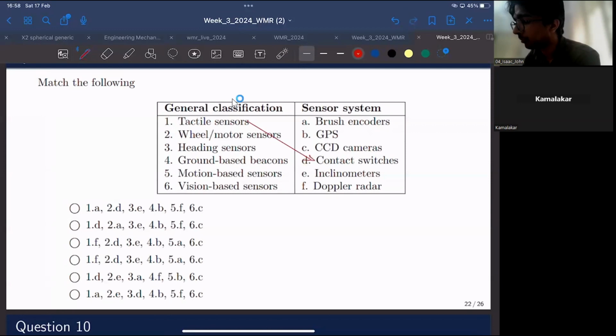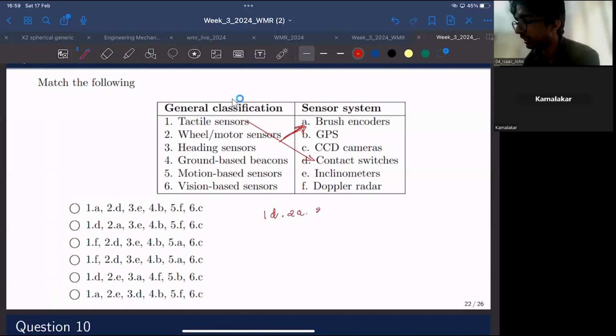So one corresponds to D. And what about wheel motor sensors? In order for us to get an estimate of the correct angular position of wheels or motors, which is the right sensor to do that? It's the brush sensors actually. An example of a wheel motor sensor is the brush encoders. So option 2 is A.